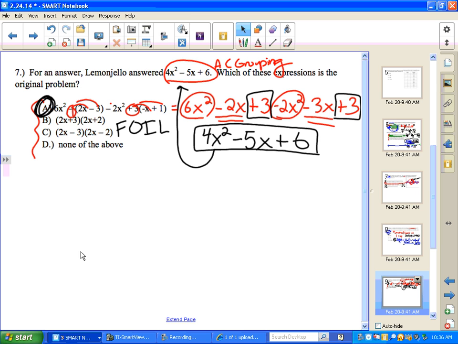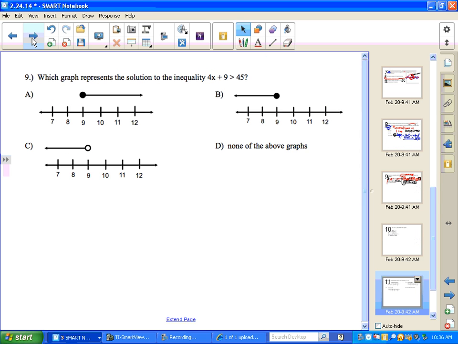Okay, let's go to number 9 first, then I'll come back to 8. Okay, number 9, on your paper, I want you to write down this problem. 4x plus 9 greater than 45. Number 9 asks us, what graph represents the solution to the inequality 4x plus 9 greater than 45?